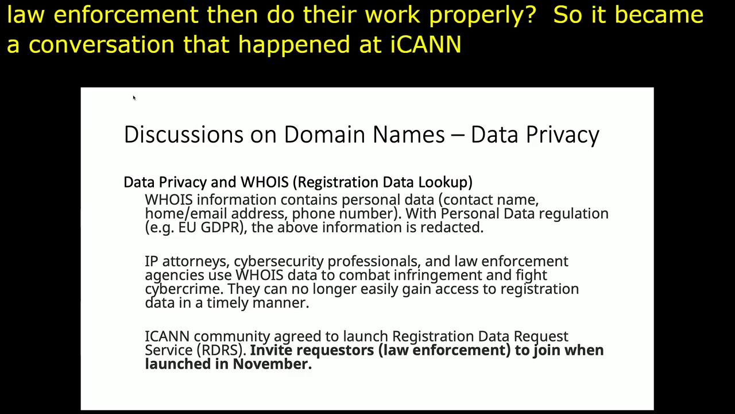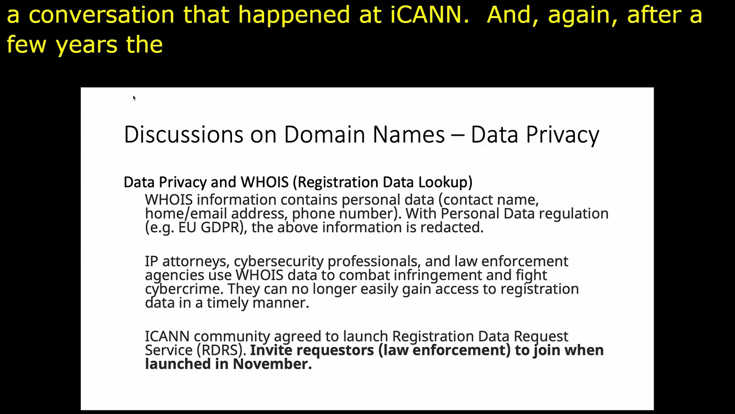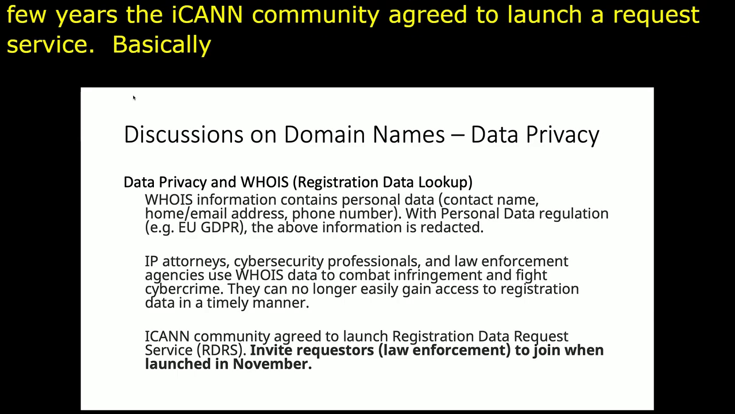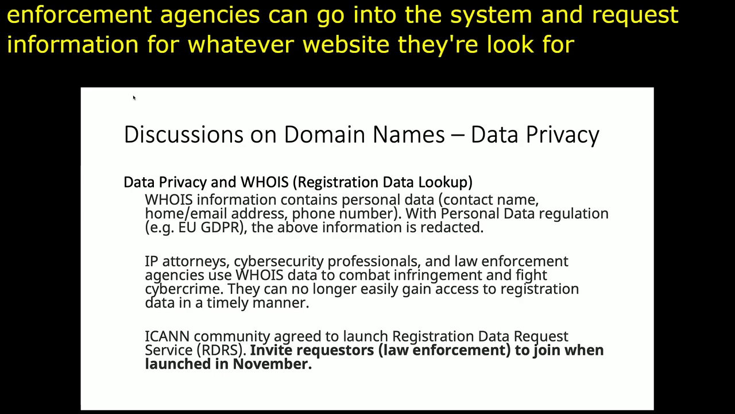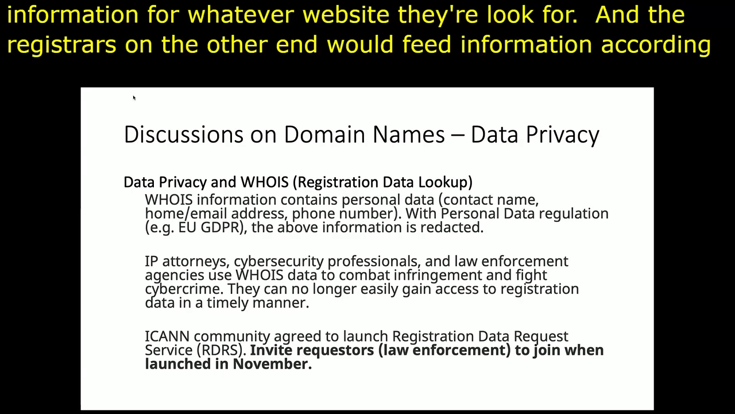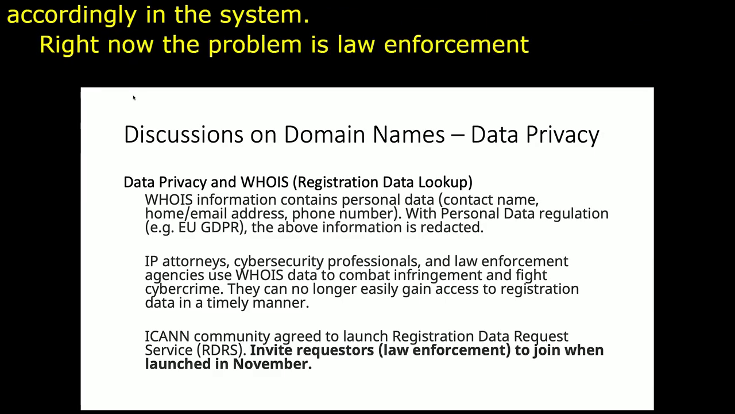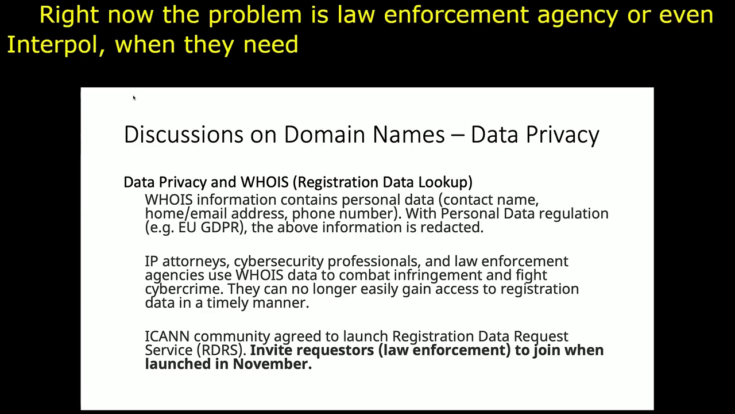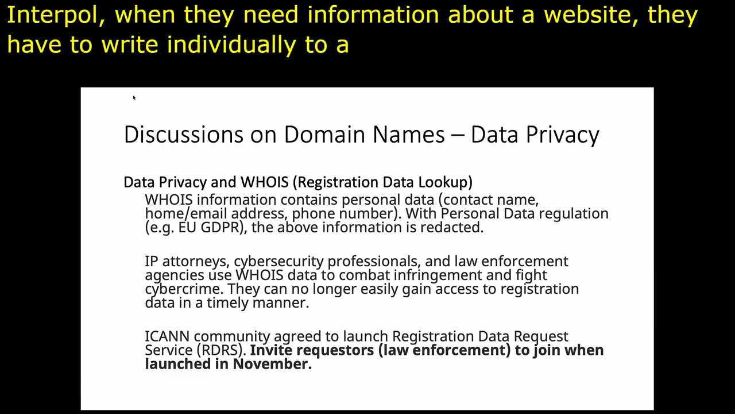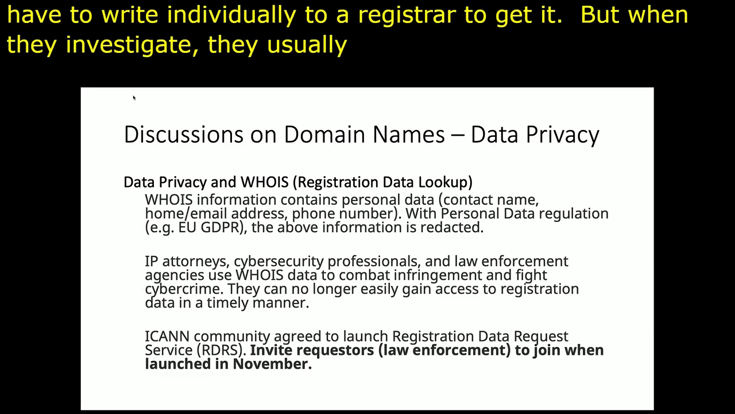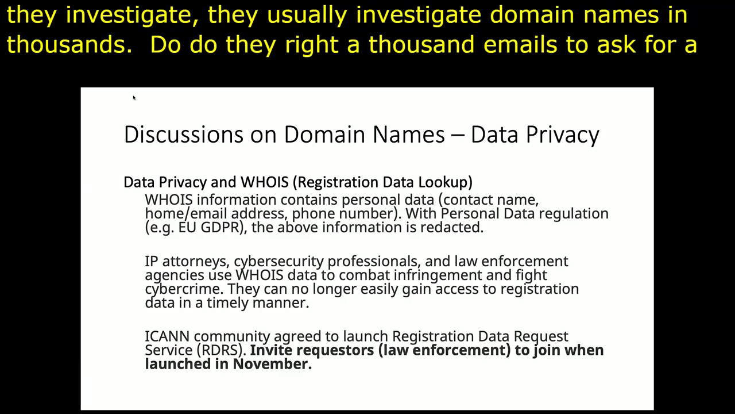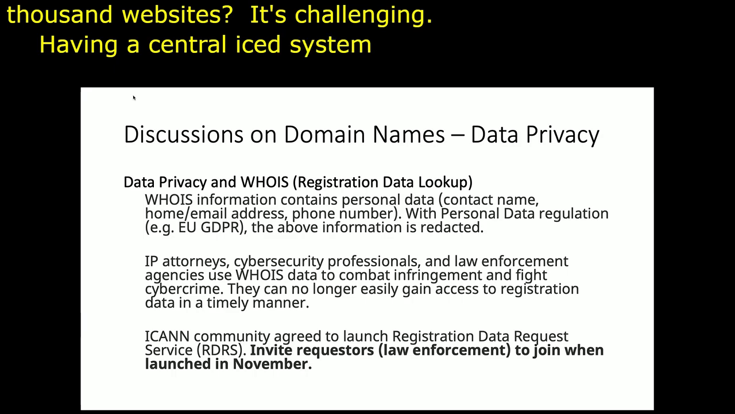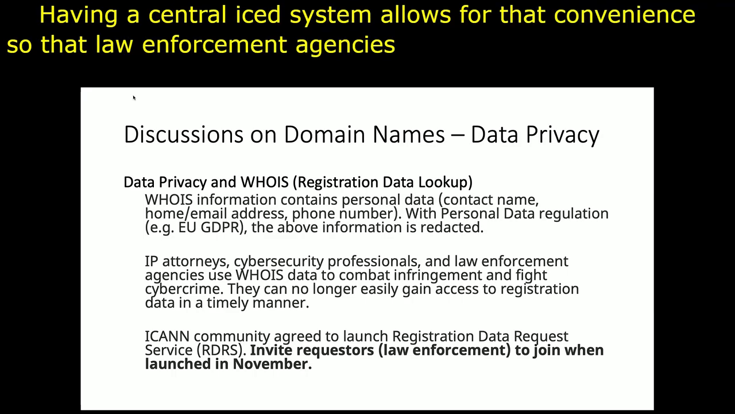And again, after a few years, the ICANN community agreed to launch a registration data request service. Basically, it's a centralized service where requesters like law enforcement agencies can go into the system and request the information for whatever website they're looking for. And the registrars on the other end would then feed information accordingly into the system. Because right now, the problem is, law enforcement agencies, or even Interpol, have complained to me before. When they need information about a certain website, they have to write individually to a registrar to get it. But when they investigate, they usually investigate domain names in the thousands. So do they write 1,000 emails just to ask for 1,000 websites? It's very challenging. So having a centralized system allows for that convenience, so that law enforcement agencies no longer have to write to registrars individually.